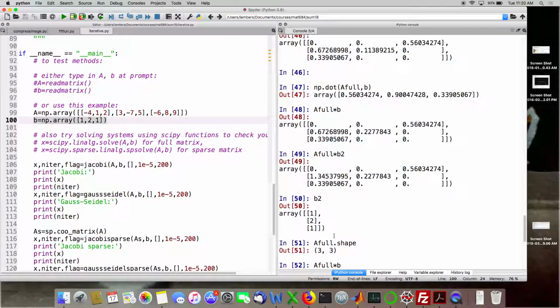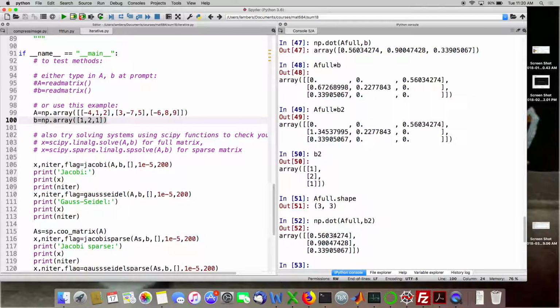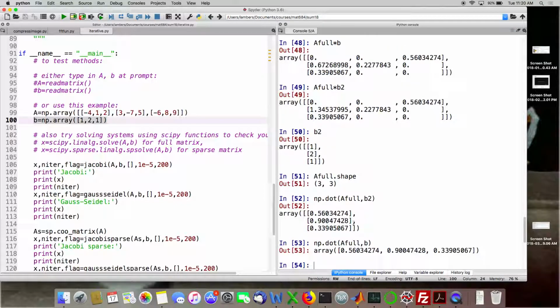Now if I look at dot B2 as opposed to B, okay, so it's kind of weird that with the sparse matrix, star seemed to work just fine, whereas with full matrices, only dot seemed to work just fine. Get together, Python. Jeez.